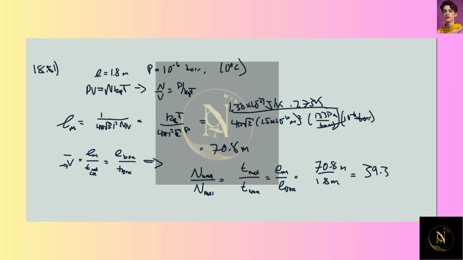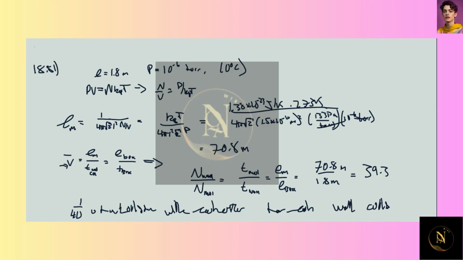So that means there are 39.3 times more collisions with the wall than there are with the molecules. So the particles make about 1/40th of a collision with each other for each wall collision. Awesome.